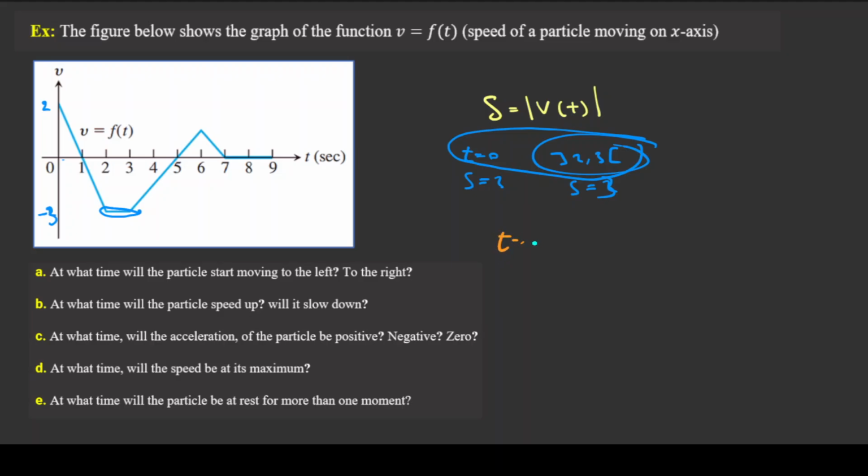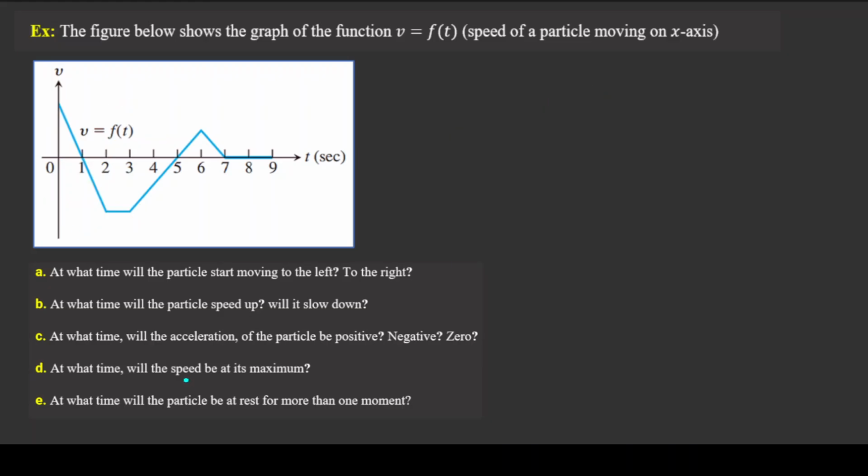t equals 0 and also for 2 to 3, where the speed is very high. And if the graph were switched, I think it's 1 and negative 1, I'm not sure about that.